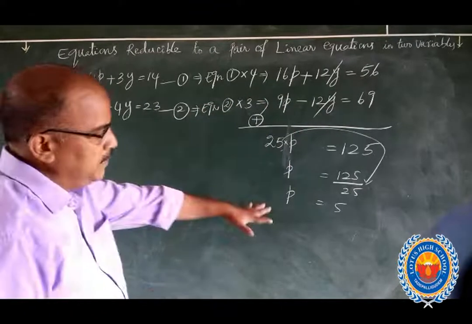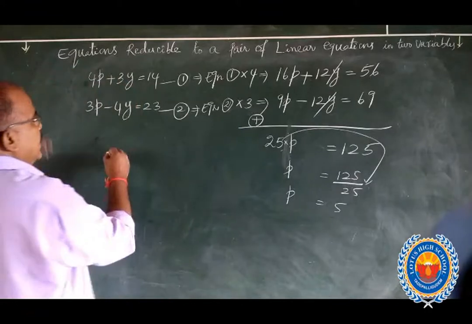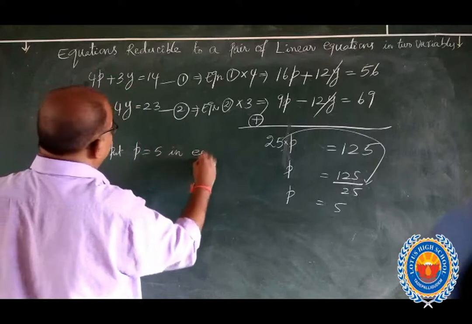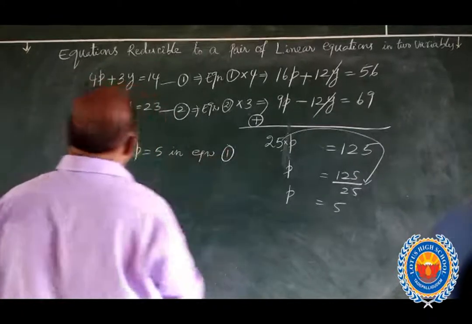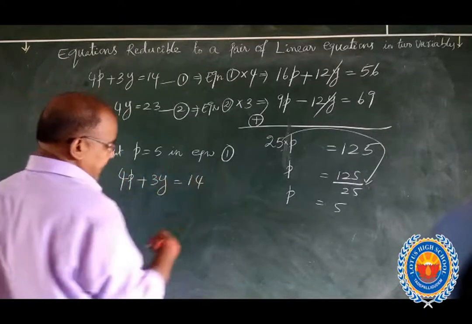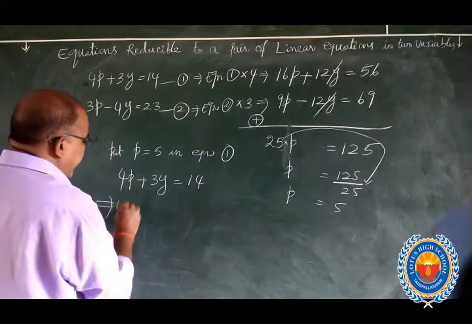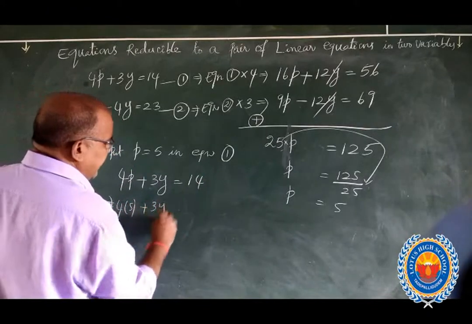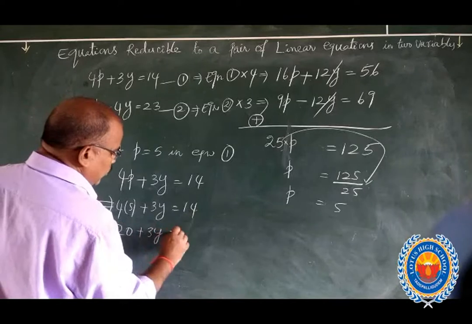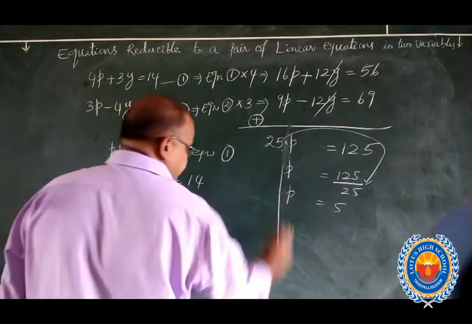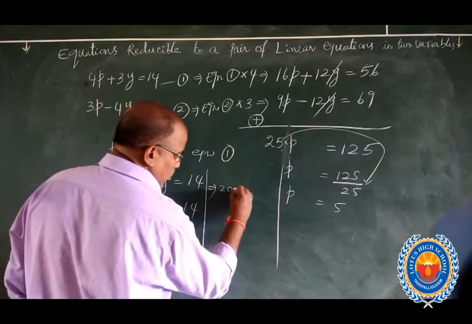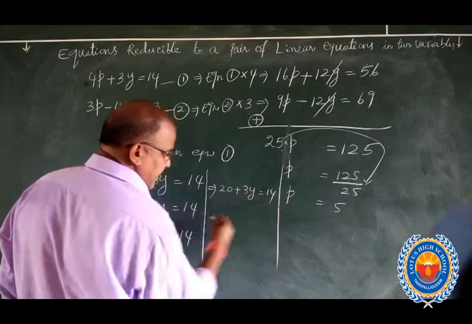Now substitute this p value in any of the equations. Put p is equal to 5 in equation 1. So what is equation 1? 4p plus 3y is equal to 14. That implies 4 into 5 plus 3y is equal to 14. That implies 20 plus 3y is equal to 14. Once again I am writing 20 plus 3y is equal to 14.